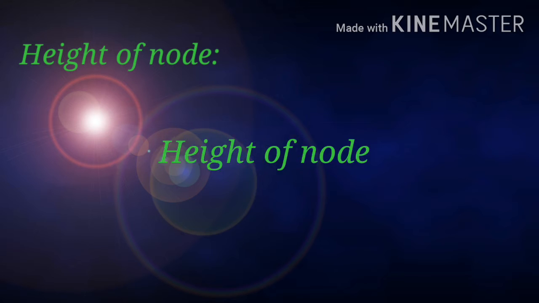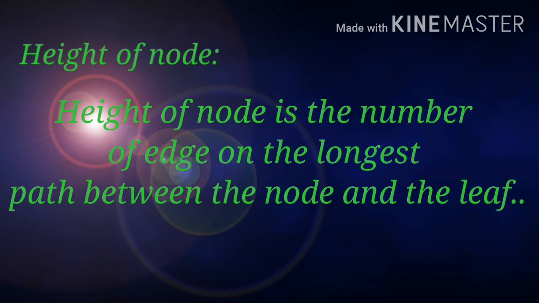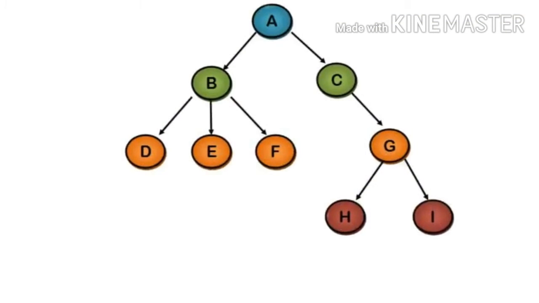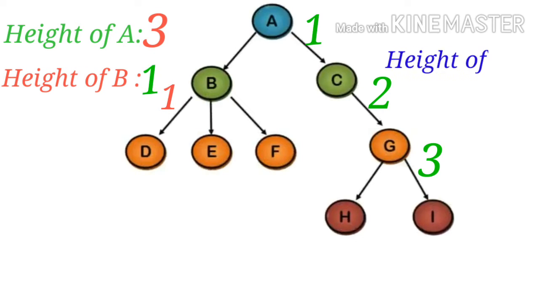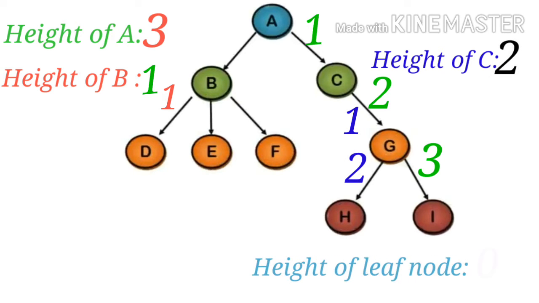Height of a node. The height of a node is the number of edges on the longest path between the node and a leaf. Height of A: 1, 2, 3, so 3. Height of B: 1, so 1. Height of C: 1, 2, so 2. Height of a leaf node: 0.